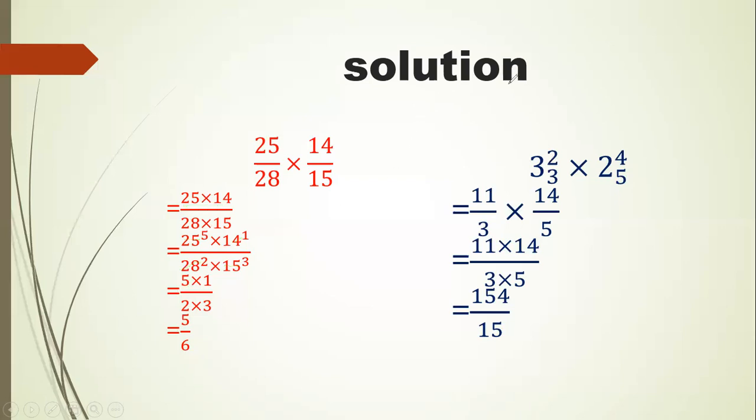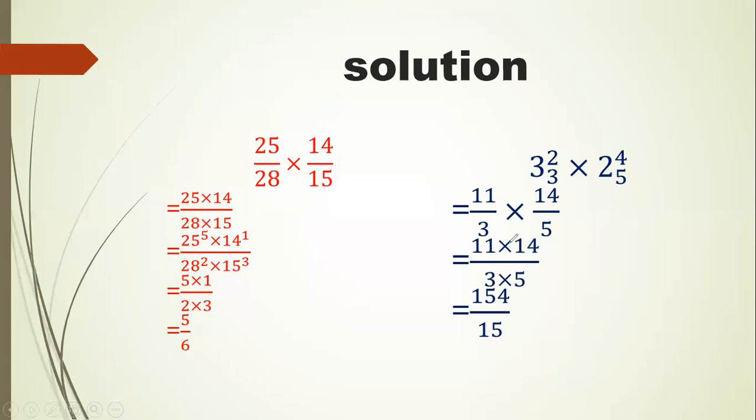So if we look at this one where we have a mixed fraction, we first convert the mixed fraction into an improper fraction. So this fraction here, we multiply 3 times 3 plus 2. That gives 9 plus 2, which is 11 out of 3. So this gives 10 plus 4, which is 14 out of 5.